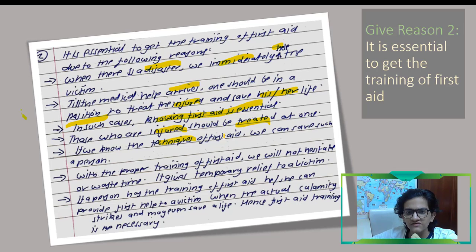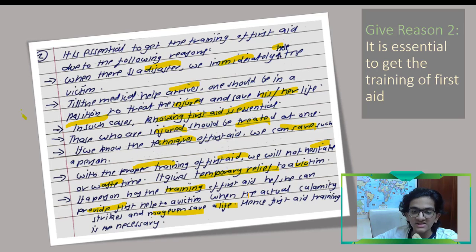If we know the techniques of first aid, we can save a person's life. With the proper training of first aid, we will not hesitate or waste time. It gives temporary relief to a victim. If a person has training of first aid, he or she can provide first help. First aid means the primary help to a victim when the actual calamity strikes, or may even save a life.